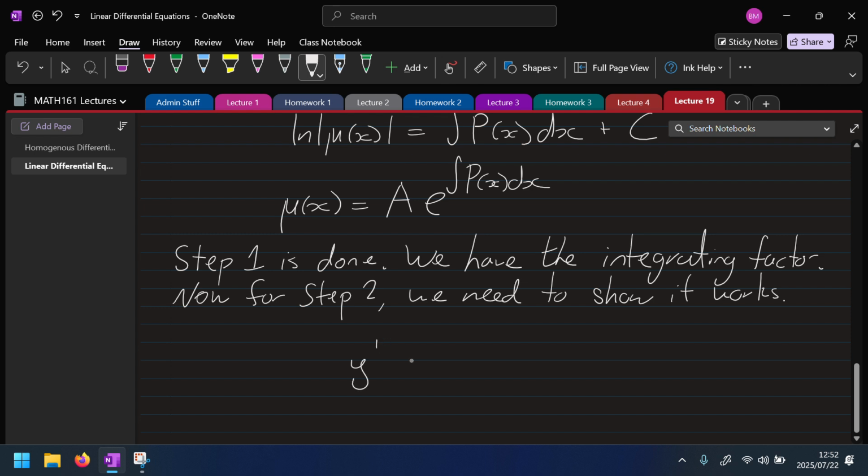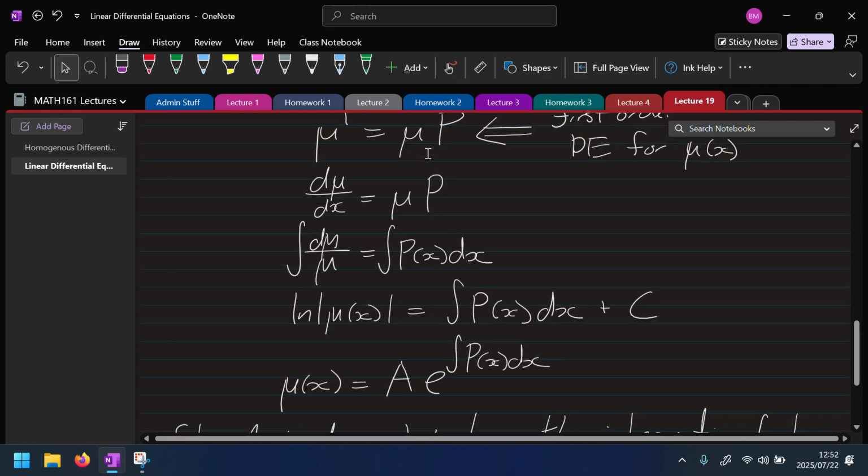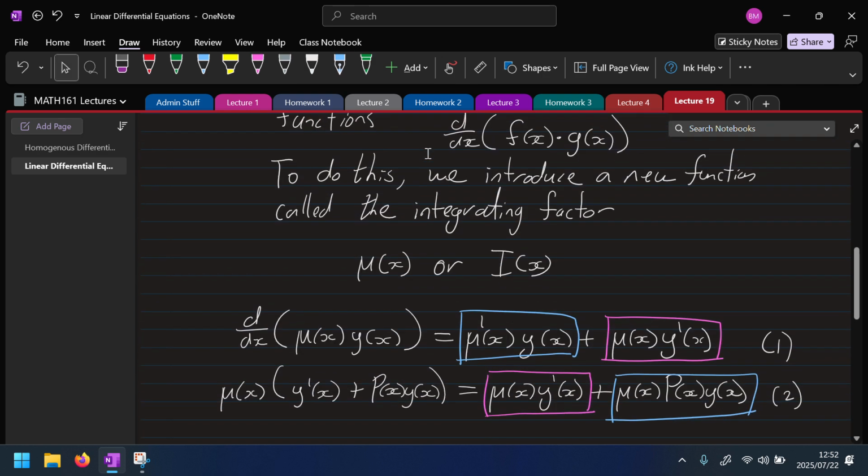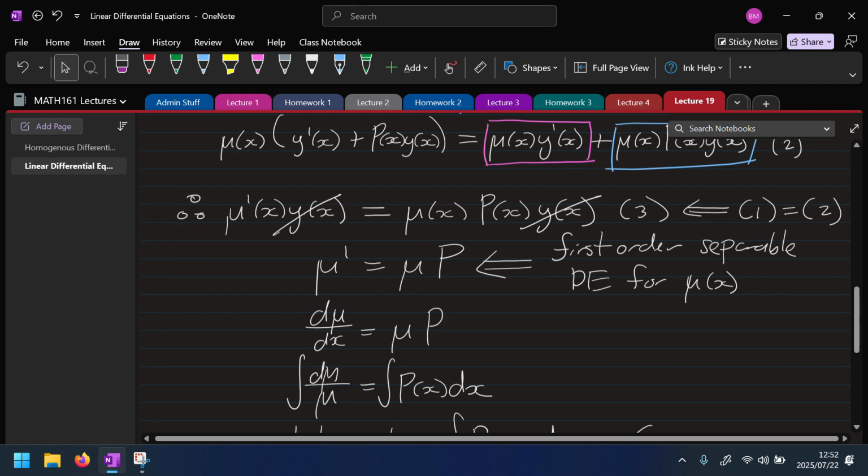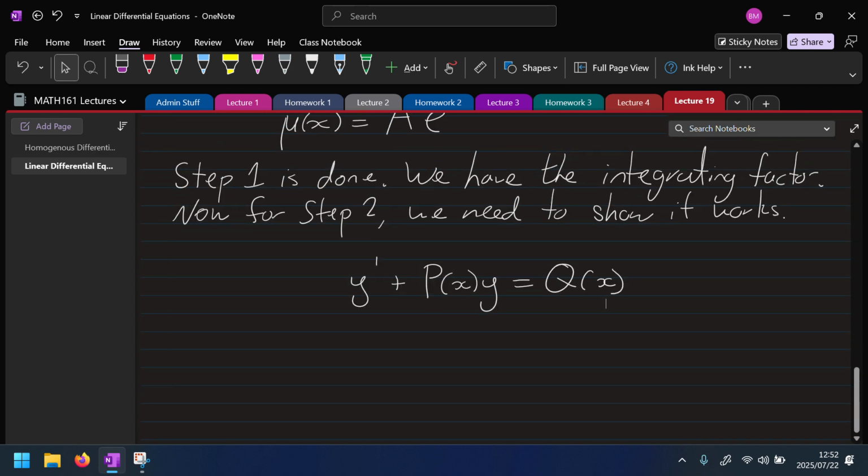So we have y prime plus p of x y is equal to q of x. Right, that's what we wanted to try and solve. Now, if we go back a little bit, over here, remember, how did we get this integrating factor? We took that left-hand side of the differential equation and we multiplied by mu. Everyone see that? Okay, so that equation 2, we took the left-hand side and we multiplied by mu. We're going to do the same thing now. But remember, you can't just multiply one side, it has to be both sides. So we're going to take both sides and multiply it by mu of x.